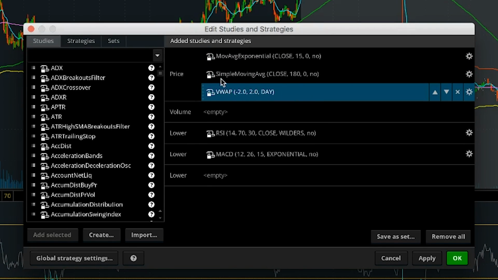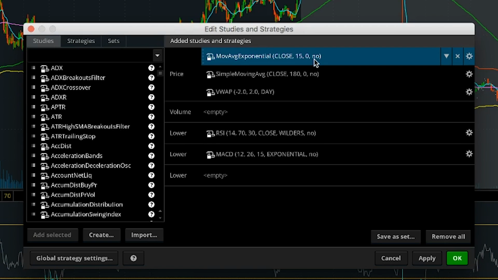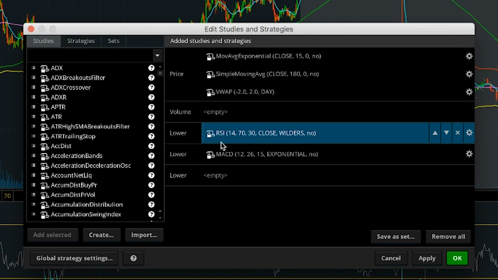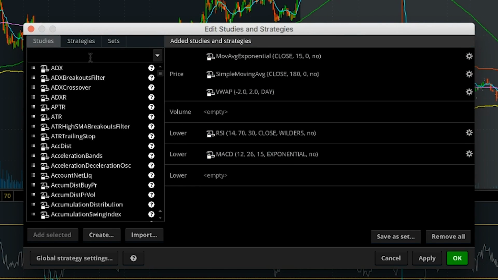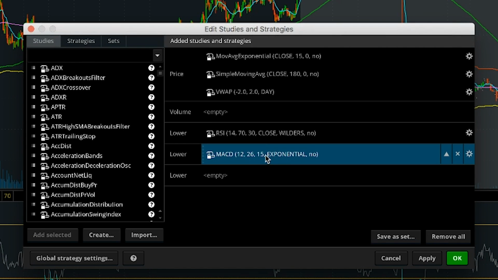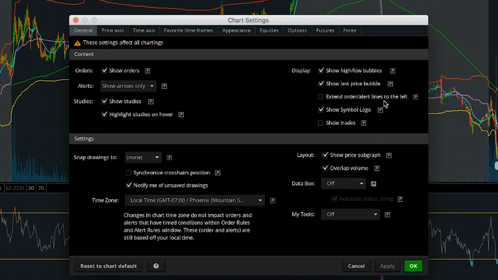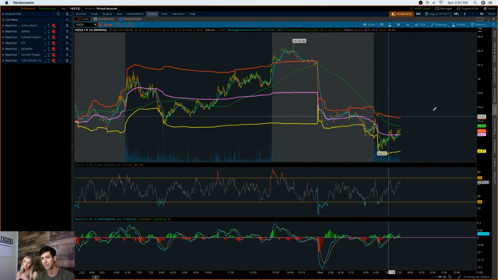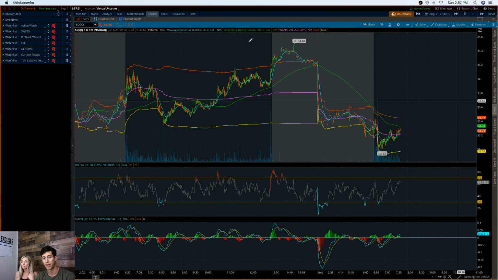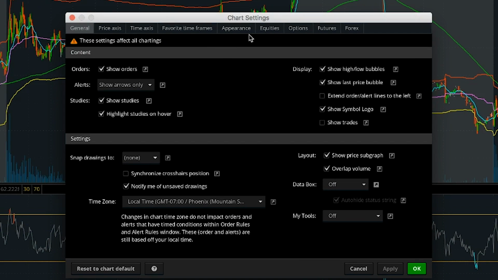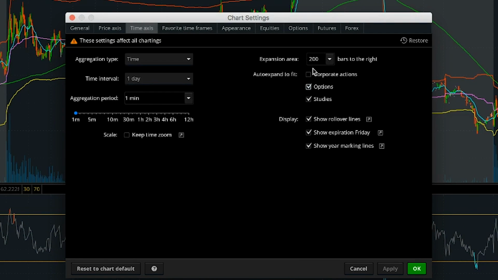So this is my VWAP indicator, simple moving average, exponential, and it has all the settings right here, and then RSI and MACD. And again, you could use this little search bar on the left hand side to add every single one. If you're going to be asking how I have my volume overlapped, you just go over to settings, and then you click overlap volume. If you're going to be asking how I have this space in between where the candles are and the end of the chart, you just go over to the settings as well. You go to time axis, and it's called expansion area, and I have mine set at 200. So very simple little things.